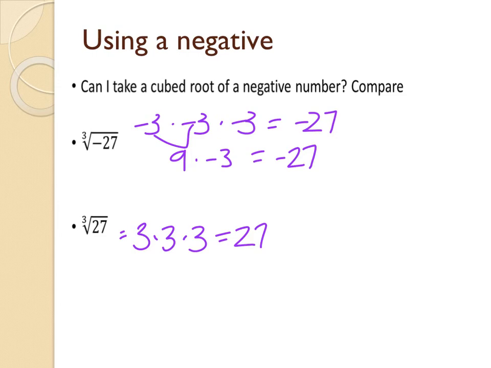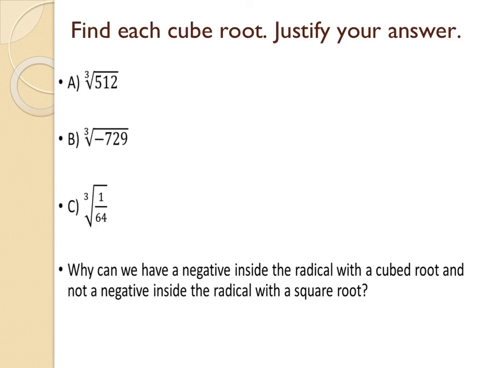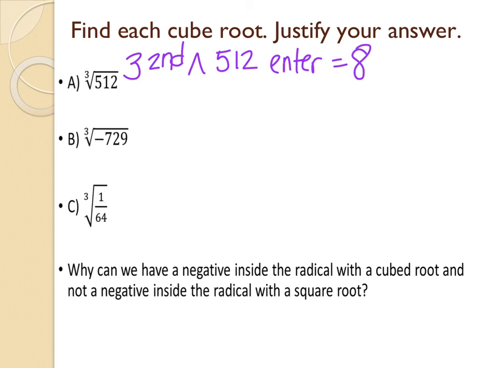Okay, the first one is -3, and the second one is 3. Okay, find each cube root and justify your answer. So in my calculator, I would hit the number 3, second, house top, 512, enter, and that equals the number 8, because 8 times 8 times 8 equals 512.